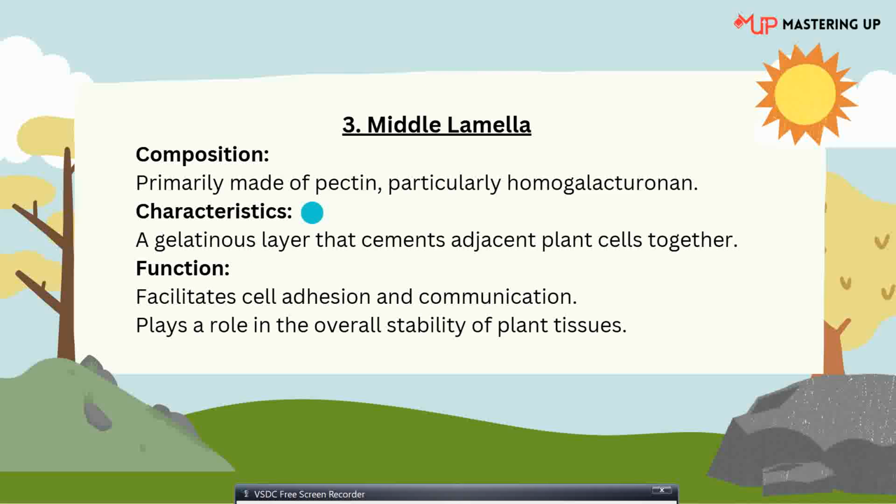Now the characteristics of the middle lamella: it is a gelatinous layer that cements adjacent plant cells together, for cell-to-cell interactions. The function is that it facilitates cell adhesion and communication, and plays a role in the overall stability of the plant tissue. So these were the composition, characteristics and function of the middle lamella.